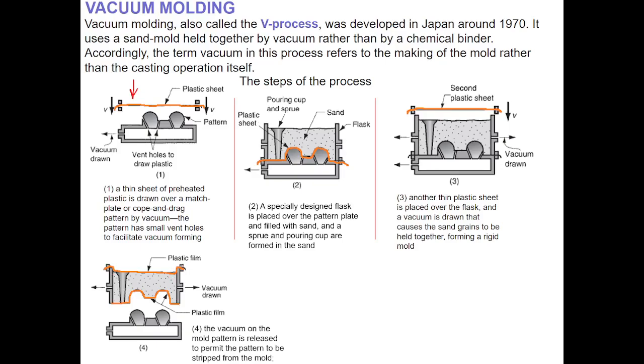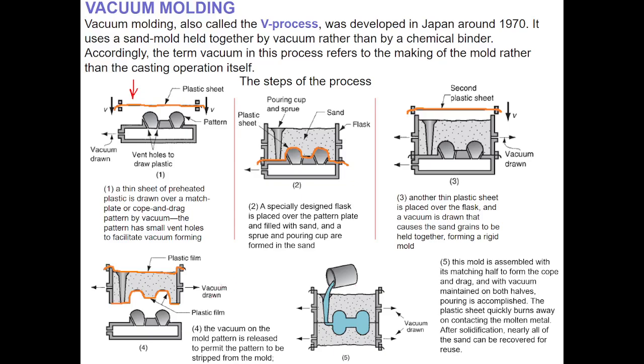The other is flat. You see, we bind the sand particles using plastic films at both of the sides. Prepare the other half of the mold. Okay, drag and cope, place them in alignment, and then have the common cavity. Into the cavity, pour the molten metal. When the molten metal enters the cavity, the plastic sheets quickly burn and evaporate.